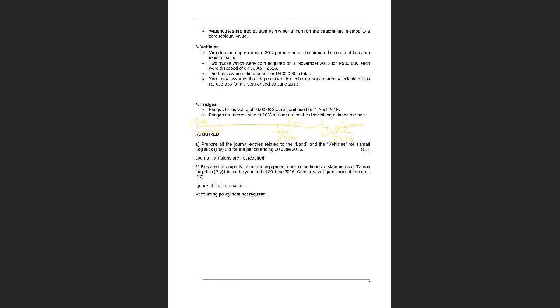So you can do the calculation separately, or you could do it in one calculation. You'll still get the marks for it and you'll still get the same answer. So you can do it separately as well, the 6 million separately, and then the old warehouses separately as well.